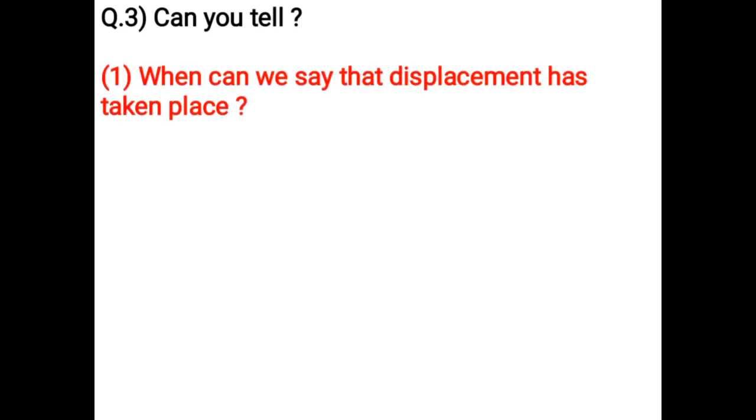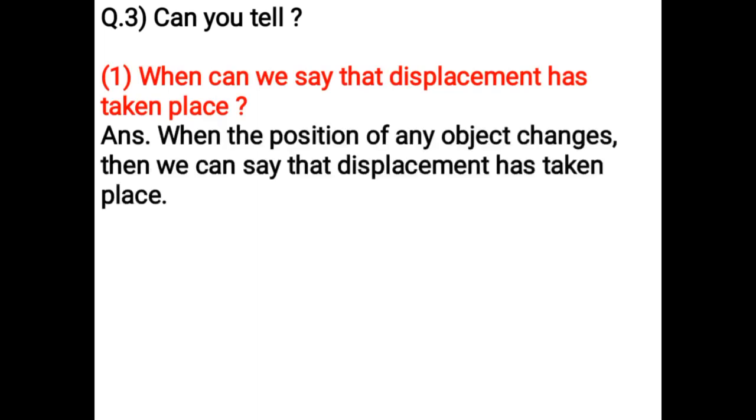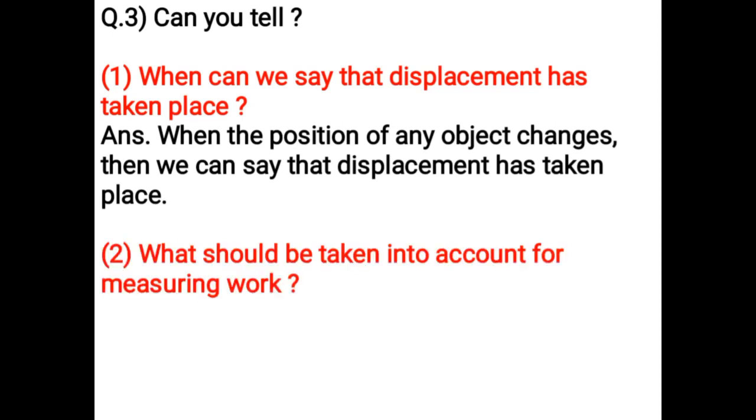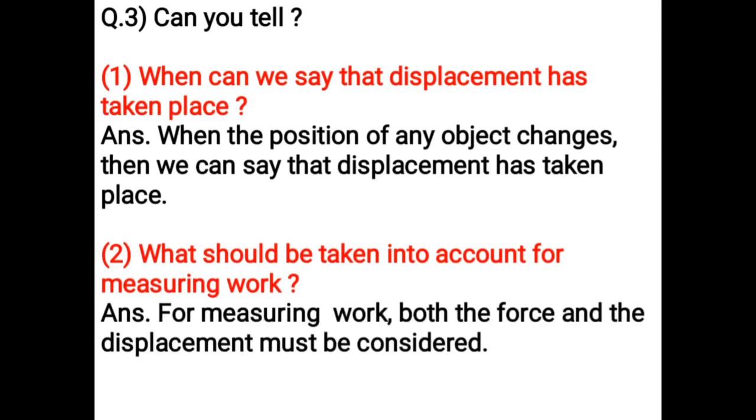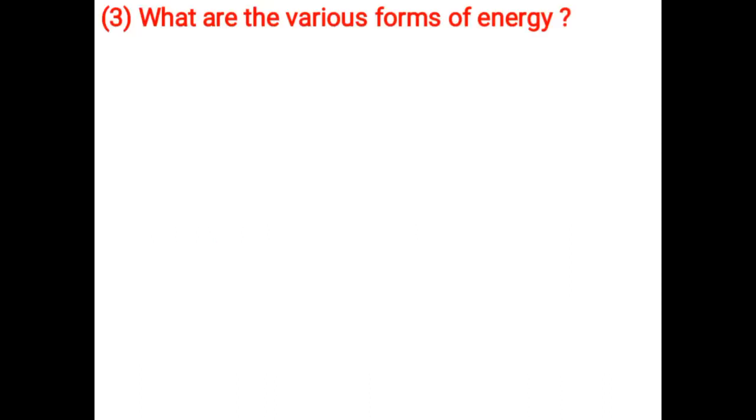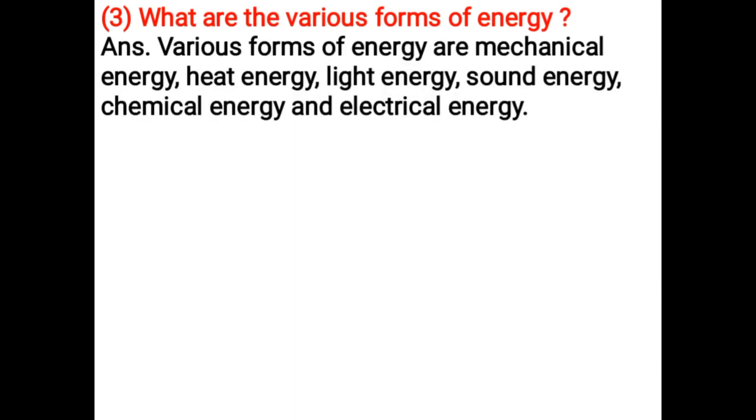Can you tell when we can say that displacement has taken place? When the position of any object changes, then we can say that displacement has taken place. What should be taken into account for measuring work? For measuring work, both the force and the displacement must be considered. What are the various forms of energy? Various forms of energy are mechanical energy, heat energy, light energy, sound energy, chemical energy, and electrical energy.